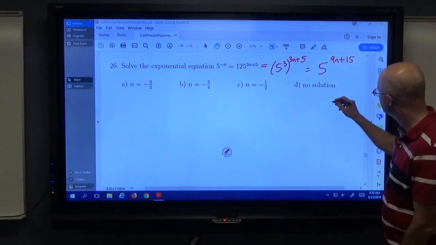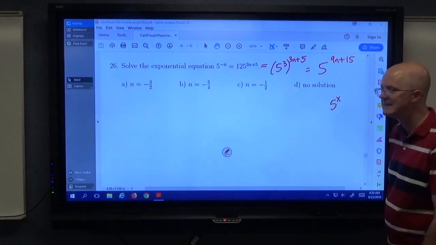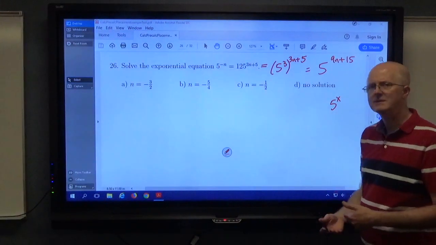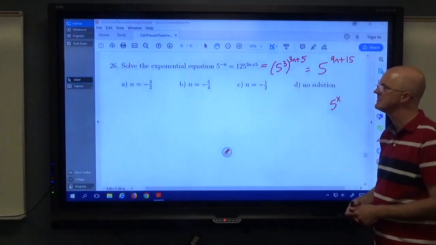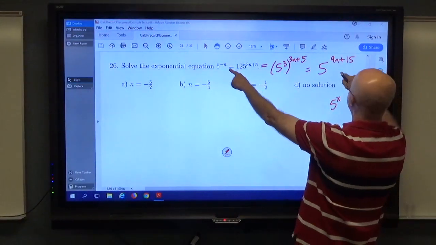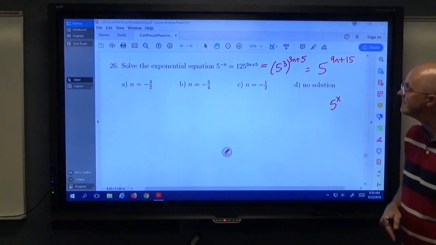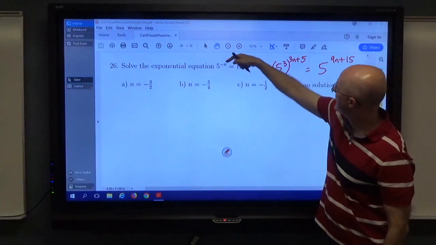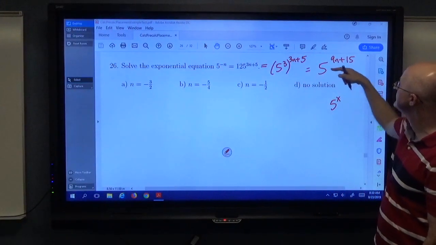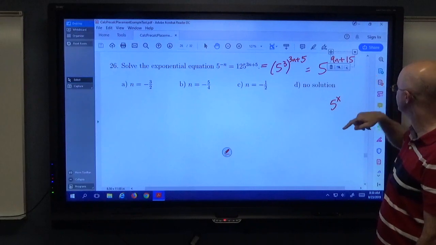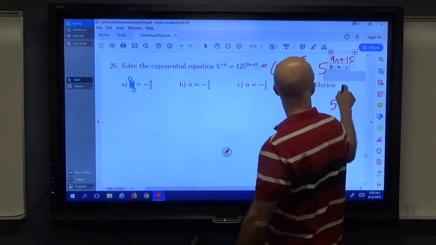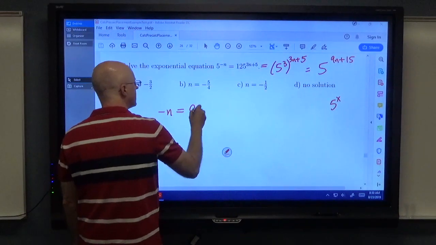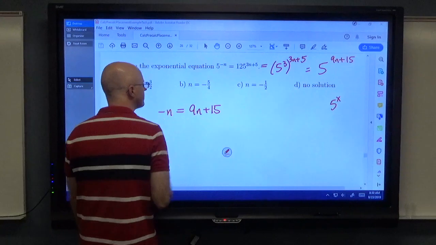The function whose output is 5 to the x is what's called a one-to-one function. Distinct inputs give distinct outputs. Said another way, if you get the same output, the inputs must have been the same. So if this equals this, then the input, -n, and 9n plus 15 must be the same. -n must equal 9n plus 15.